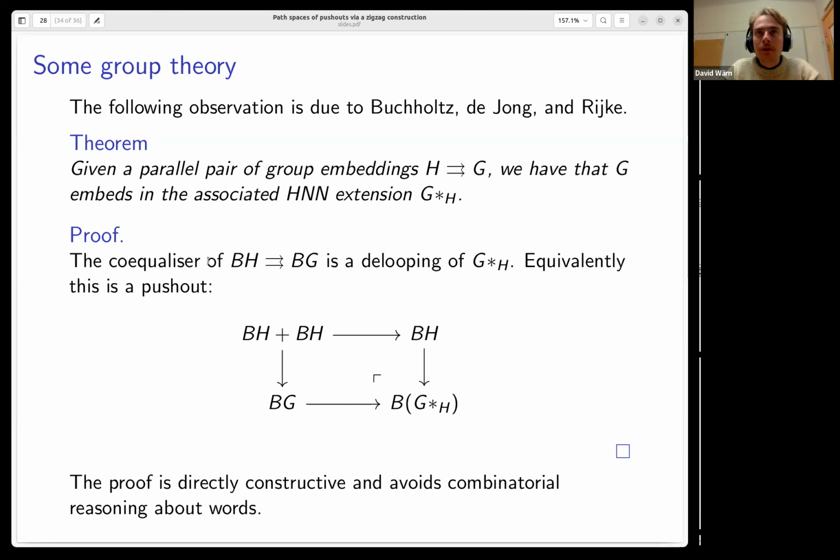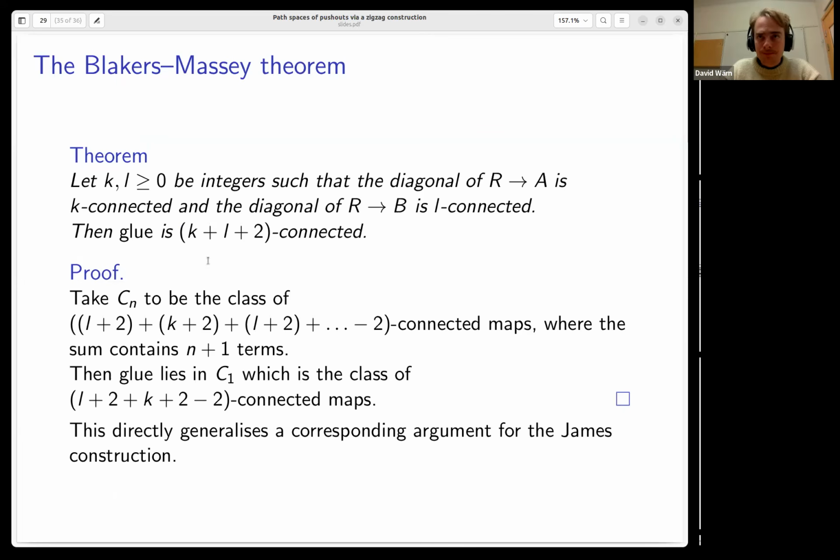Okay, and then to give a final application of a different sort, we can also prove the Blakers-Massey theorem, which of course has already been proven in HoTT by a nice argument by induction, which also shows something a bit stronger than the classical statement. In this way we can prove the same thing, but with less work, because it directly follows from this general result.